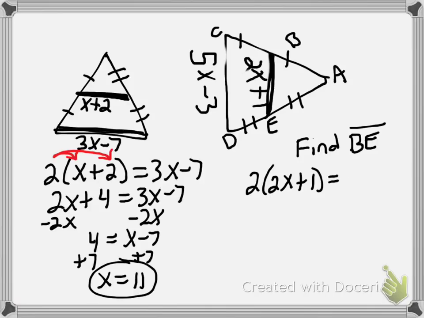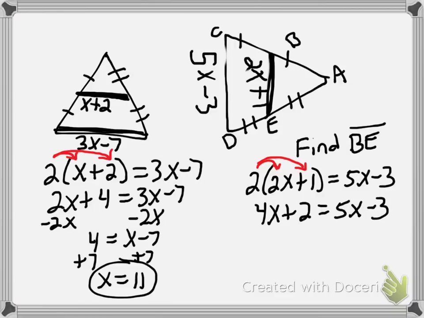And we know that that's going to equal 5x minus 3. Alright, so again, we're going to have to go through and do our distributive property. So 2 times 2x, and then we're going to have to do 2 times 1. So 2 times 2x will give me a 4x. 2 times 1 will give me 2, is equal to 5x minus 3.